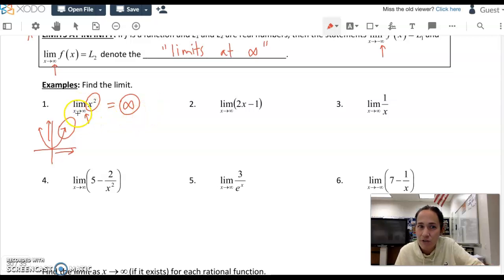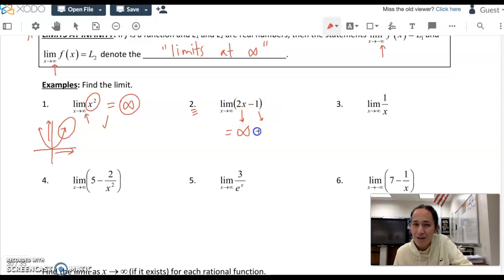Imagine plugging in larger and larger numbers for x. 1, 2, 3, 4, 10, 20, 40, 80. As x gets bigger, x squared is also going to rise. Would the same thing happen in number 2? Imagine what's happening as x gets bigger and bigger. 2x should go to infinity, right? I should be plugging in, be drastic, 100, 1,000,000, 1,000,000,000, and you're doubling it.